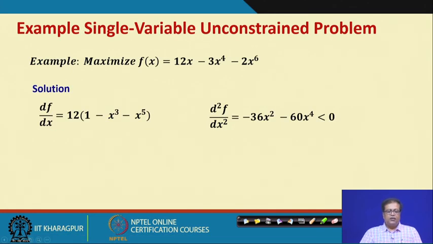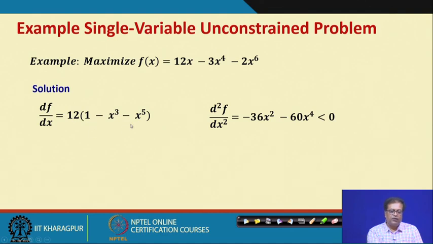Let us take the example once again. The example was: maximize f(x) equal to 12x minus 3x to the power 4 minus 2x to the power 6. So, we took the derivative df dx, once again it should be 12 minus 12x cubed minus 12x to the power 5.